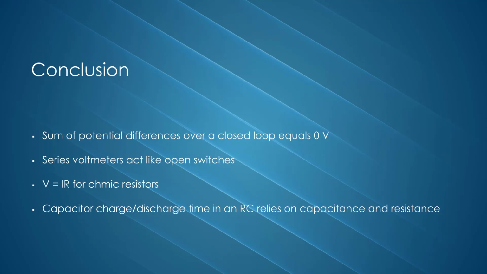In conclusion, we found that the sum of potential differences over a closed loop equals 0 volts. If we attach voltmeters in series, they act like open switches. V equals IR for ohmic resistors, and capacitor charge and discharge times vary based on capacitance and resistance.